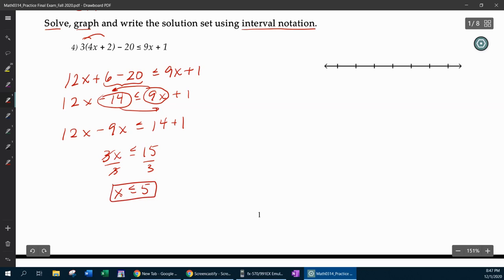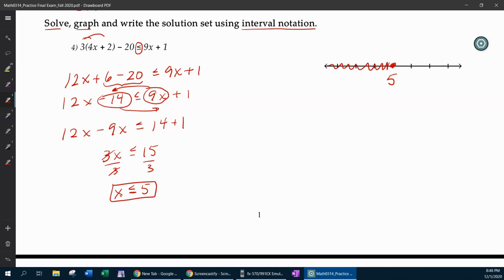Now that is the solution. That's the solve part. Now for the graph part. Since we have a less than or equal to, that's going to give us a solid dot at 5. And we're going to shade to the left because x is less than or equal to 5 means everything to the left of 5. And did you catch that it's a solid dot because we have less than or equal to?